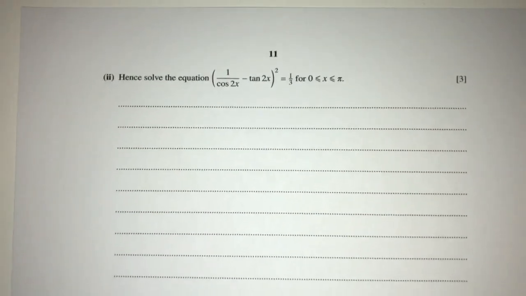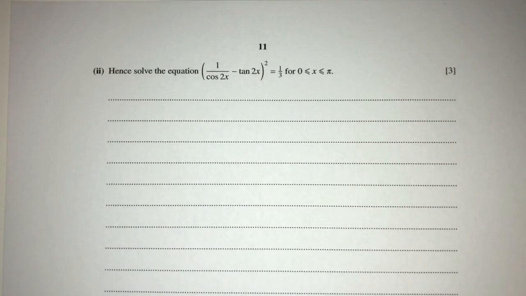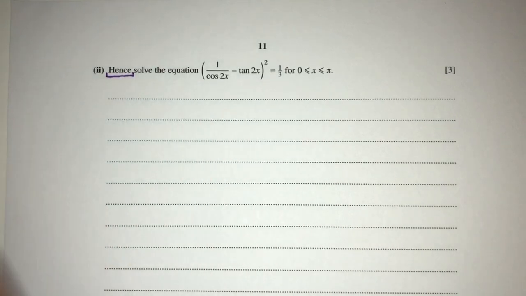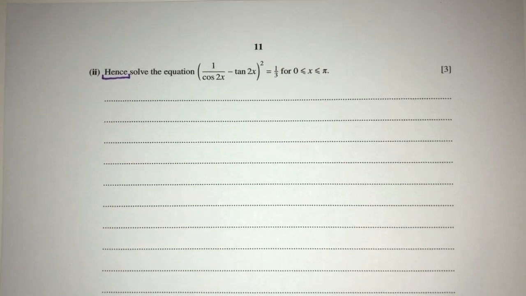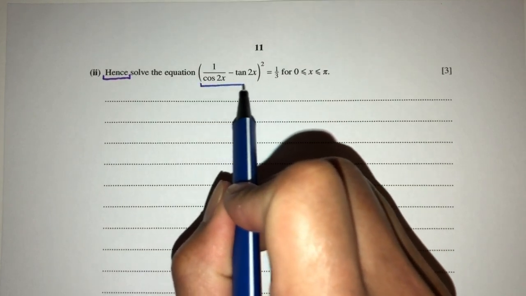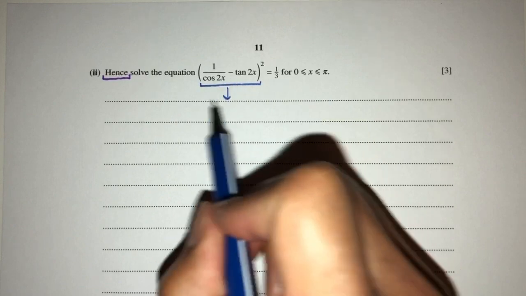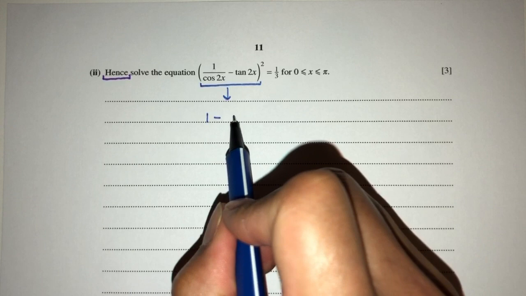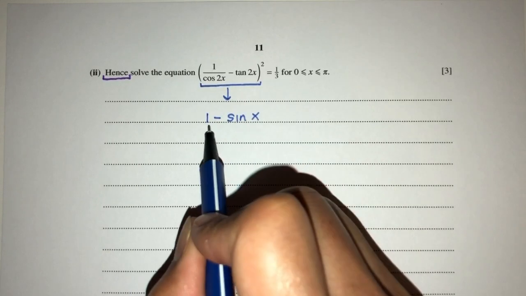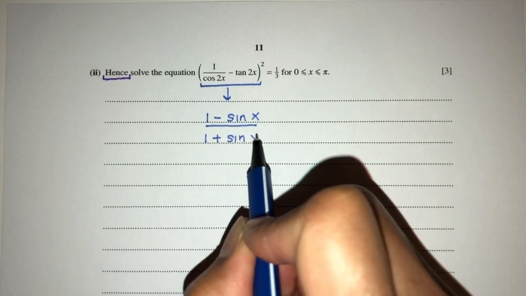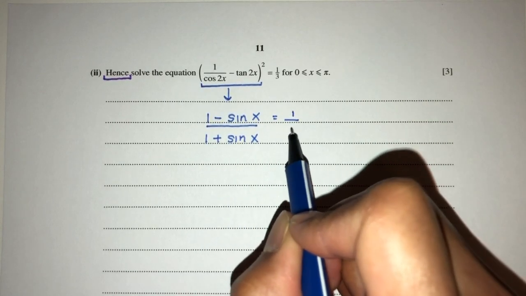Now let's move on to part B, part 2 of the question. Now you can see here we have "hence." Hence means we have to use the previous answer. So we have seen that this has become what? So we know this by part 1. We know that this is 1 minus sine x over 1 plus sine x equal to 1 over 3.